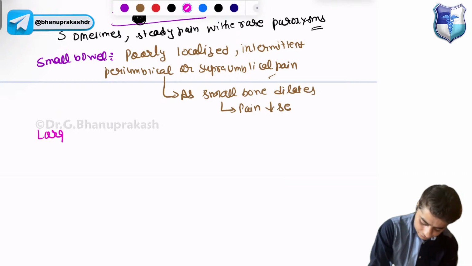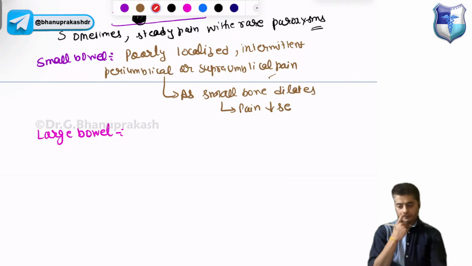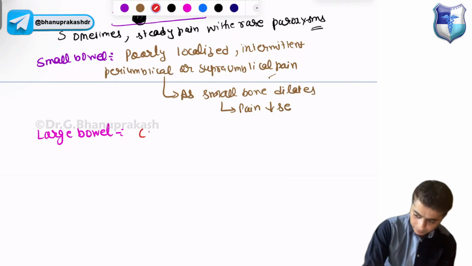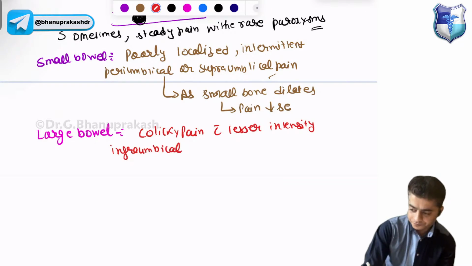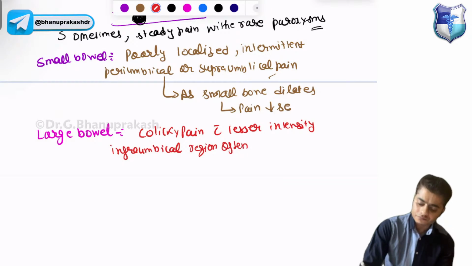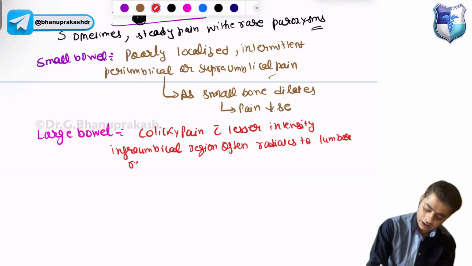Coming to the large bowel, in the large bowel, pain is colicky pain with lesser intensity. It is in the infraumbilical region, and it often radiates to the lumbar region.